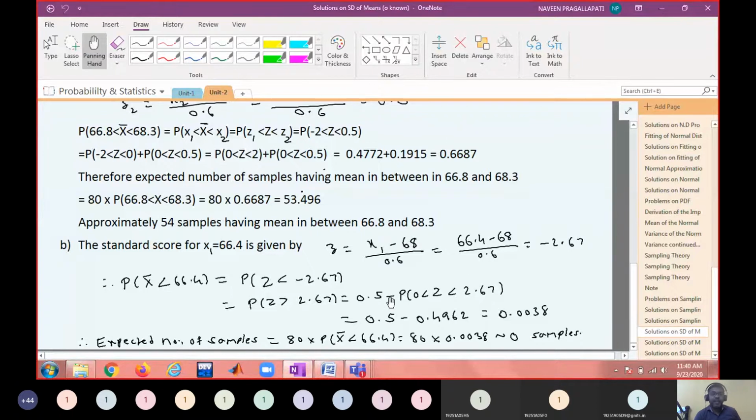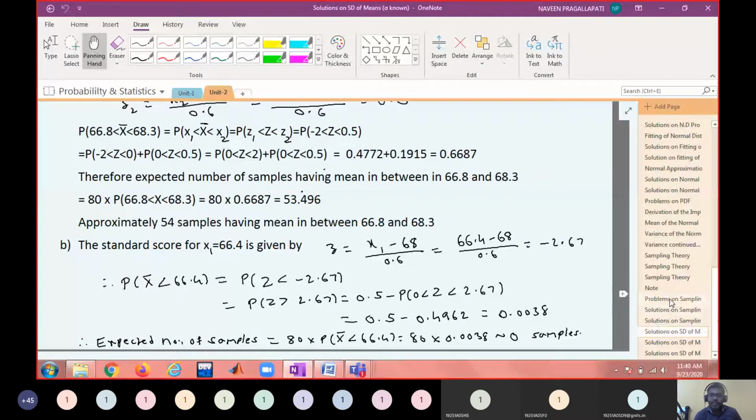And right tail is nothing but 0.5 minus the area between 0 to 2.67. Using distribution table, you will observe that the area between 0 to 2.67 is 0.4962. So when you subtract, this is the probability. If you're asked to find the expected number of samples whose mean is less than 66.4, you have to multiply the total number of samples with the probability that a sample mean is less than 66.4. When you multiply 80 with 0.0038, you get something around 0.3, which is rounded to 0. So this is the second bit.